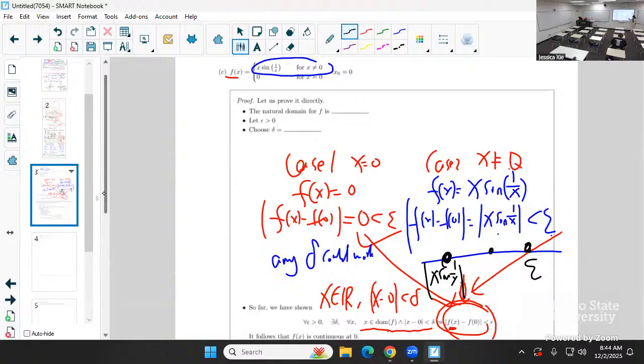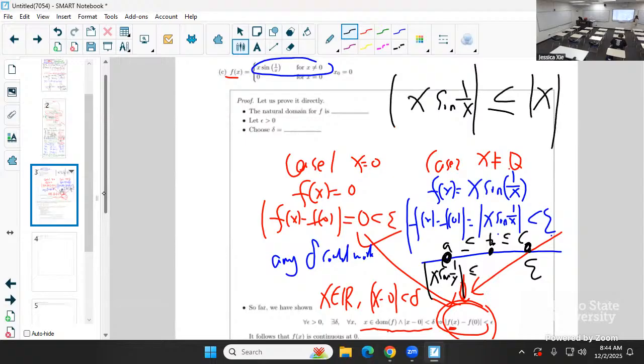The key point is you can find a B. If A is less than B and B is less than C, then A is less than C, right? Transitivity. So what is your B? The |x sine of 1 over x| is less than or equal to, do you agree with that? Yes, because the sine function is always between negative 1 and 1, right? So here we can choose your B to be the absolute value of x.